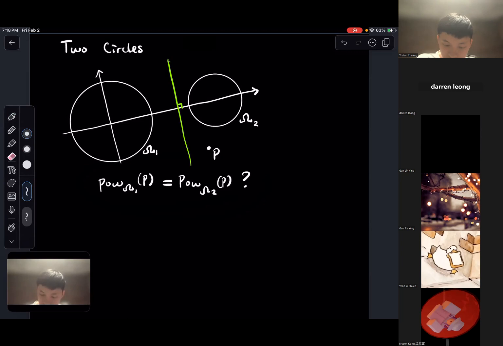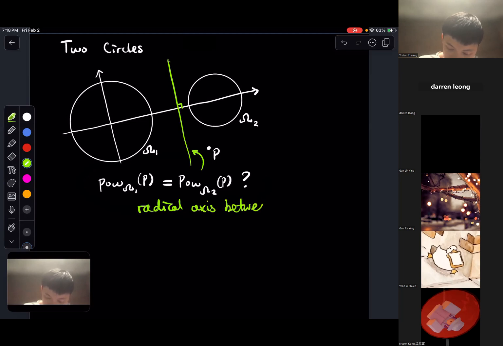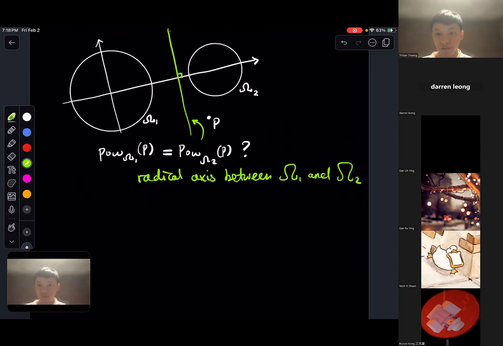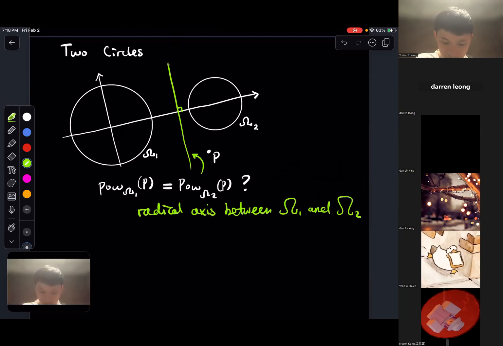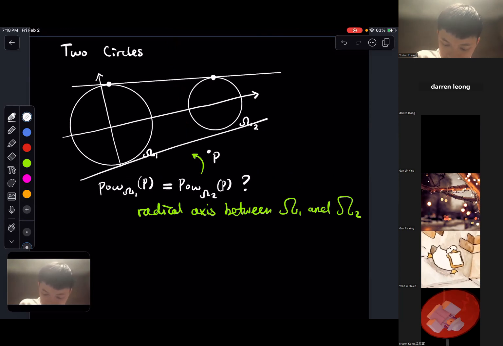Okay, so this is called the radical axis between omega 1 and omega 2. So for disjoint circles, it's quite hard to see where the radical axis is. But there are ways that you can construct it. One of the ways being drawing two tangents. And this is probably not accurate. Hang on. You draw two tangents like this. These are the external tangents.